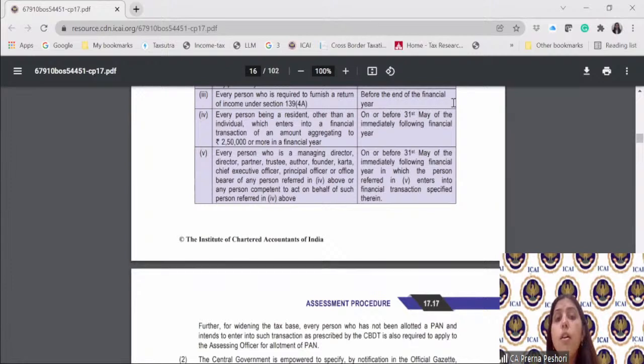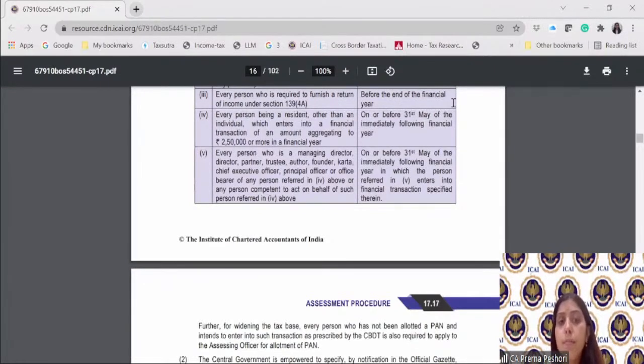Sale or purchase of any goods or services over rupees 2 lakhs, there also the PAN will be taken. So if there is any sale or purchase between the dealer and manufacturer also over rupees 2 lakh, they need to quote the PAN.